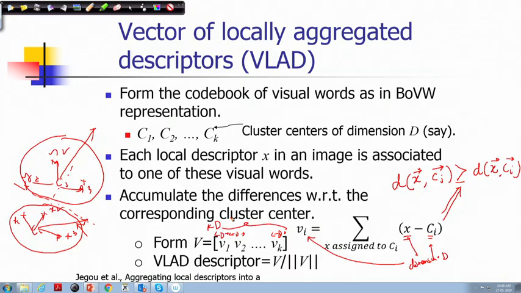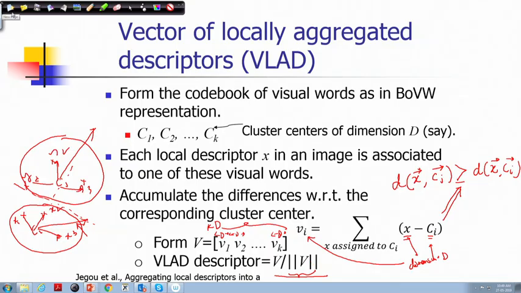So, VLAD descriptor is the normalized vector of this representation of aggregated differences or concatenated aggregated differences. So, that is how the VLAD descriptor is defined. You see that this vector is divided by its magnitude. So, this particular operation is the magnitude of the vector, which is the L2 norm of that vector, and if you divide it, then you will get the normalized representation. So, this is how the other kind of representation is obtained.